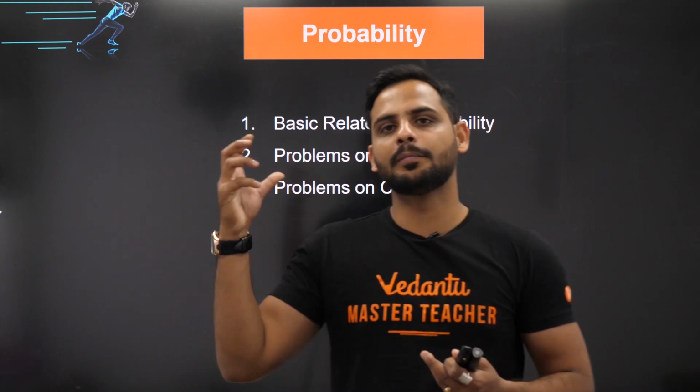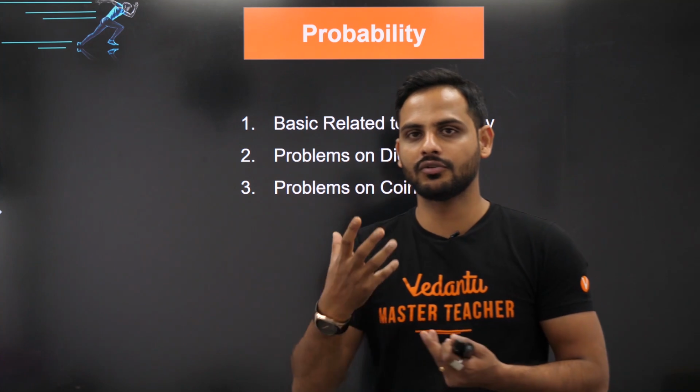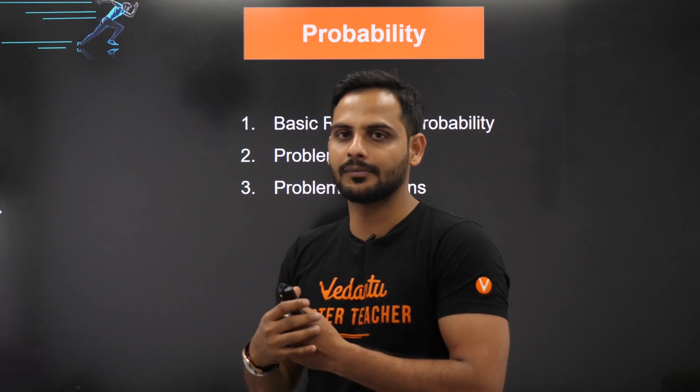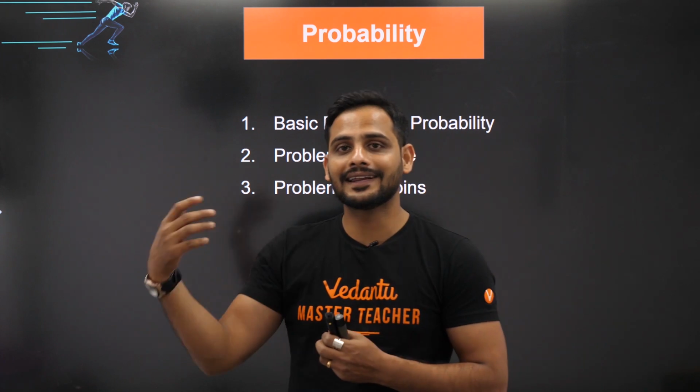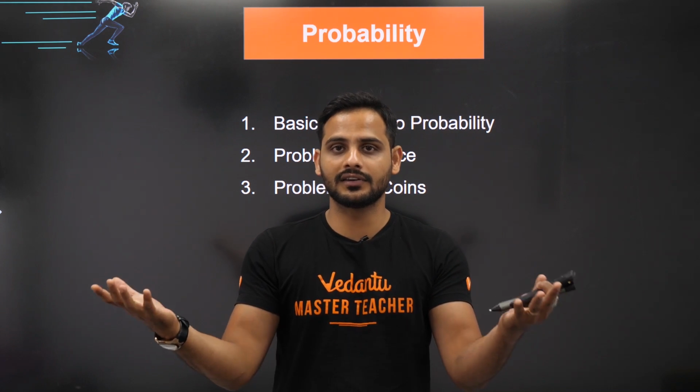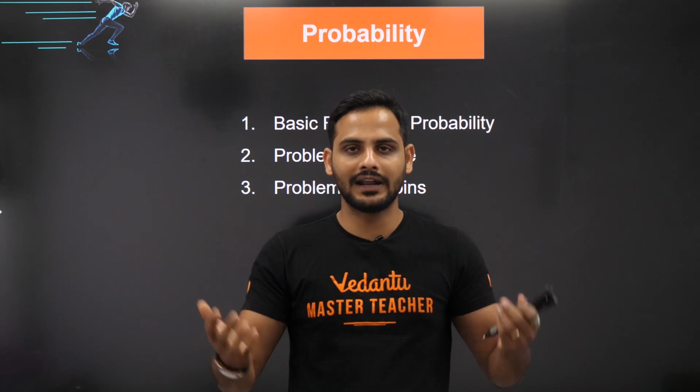Now if you cannot predict the result of this experiment, that will be called a random experiment. When you toss a coin, you might get head, you might get tail. So here the result is not defined. So we can say it is a random experiment.